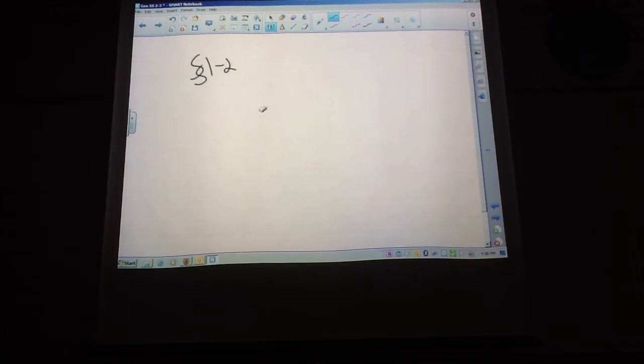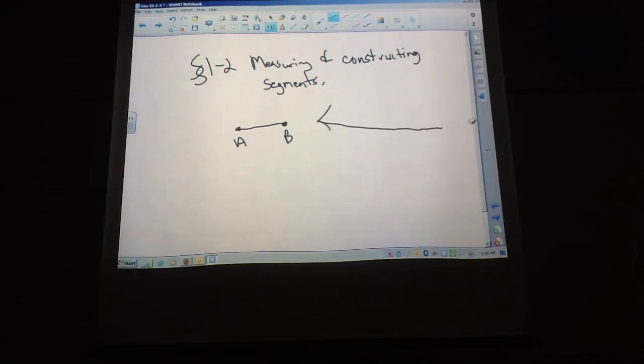Section 1.2 was over measuring and constructing segments. Now remember, a segment is just a piece of a line, so it's going to have 2 endpoints. And that's what a segment was. Remember that this section started off with the problems that were from the number line. Well, that's a pretty bad number line there. I think I can do better than that.